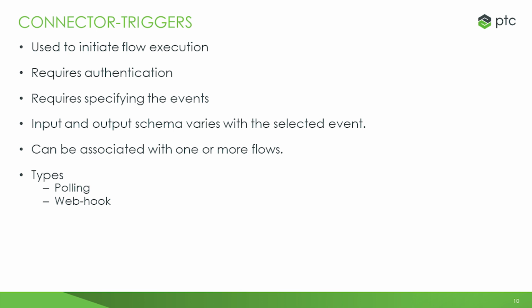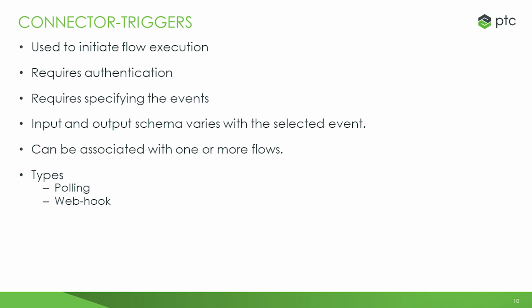There are two types of triggers. One is the polling trigger, which, as the name suggests, will execute every few minutes or seconds. Such triggers will basically compare the current objects present in your system to a snapshot that was taken previously. And if there is a change in the objects there, it would initiate the flow execution.